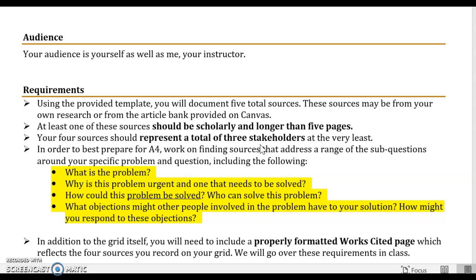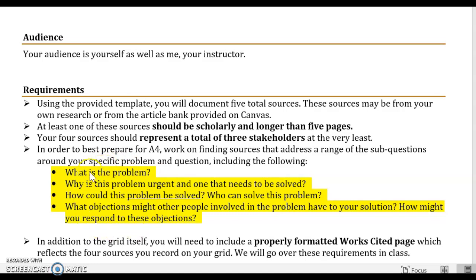And we talked in the last video about stakeholders in depth, so you should have a clear sense of what that means. And then in order to really prepare, I want you to think about finding articles that address these 4 sub-questions, which ultimately should all tie into your question, right?